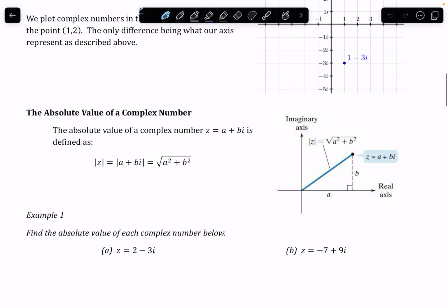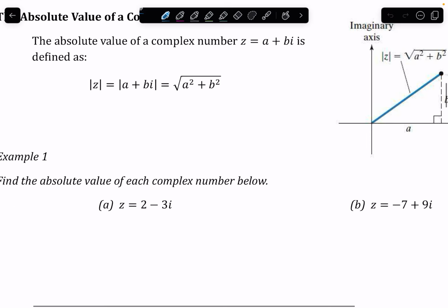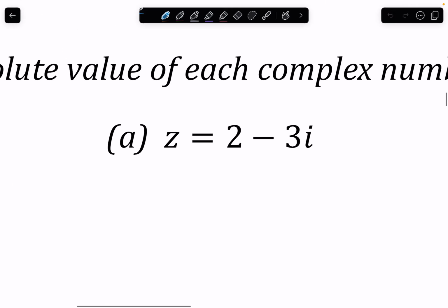All right, first thing, absolute value of a complex number. So when we have the complex number a plus bi, the absolute value is the length of the hypotenuse. So example 1, find the absolute value of each complex number below. So we're given z equals 2 minus 3i.